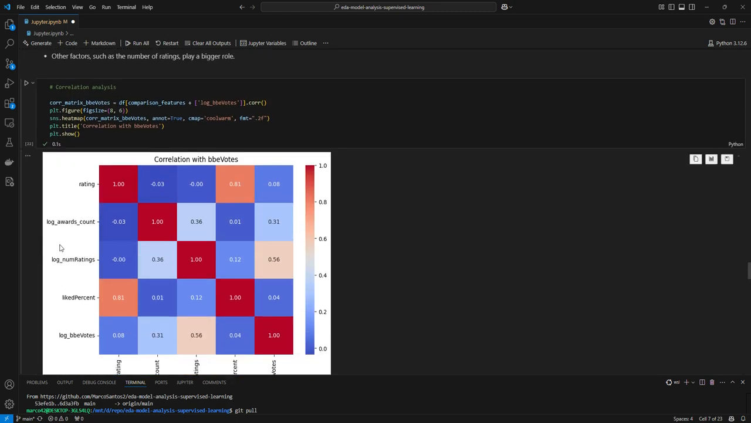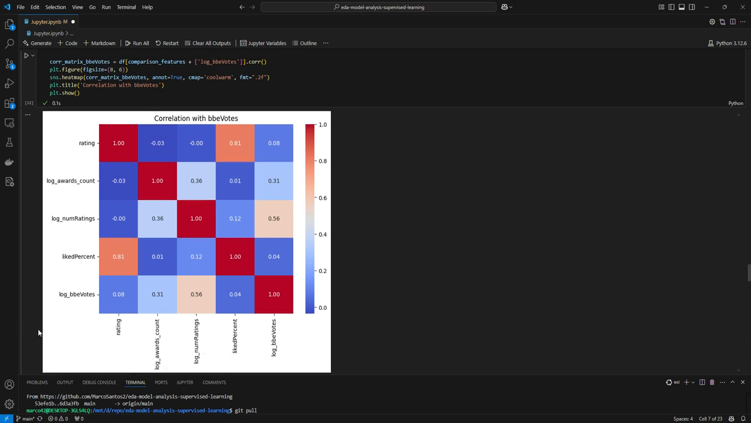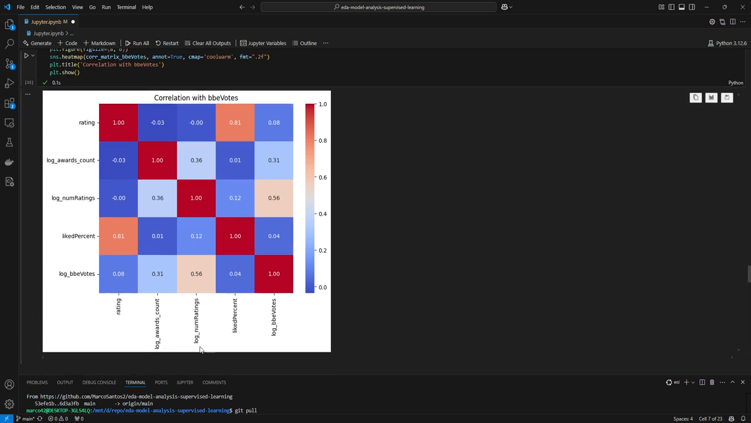All right, so here's my correlation matrix. You're going to see here how the strongest score in the correlation matrix for BBE votes was with the number of ratings. So that showed a stronger correlation, and then also you have awards count coming in a close second. Rating and liked percent was still a positive number, but a very small, almost insignificant number.